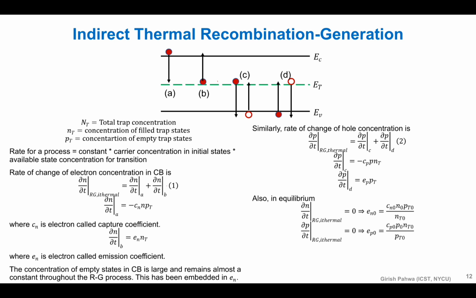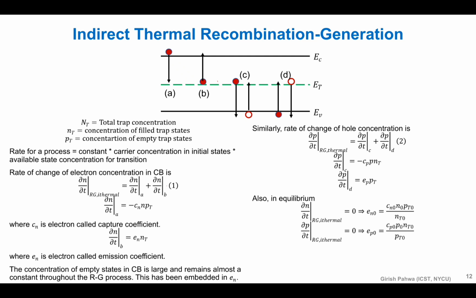Now I will make some assumptions to simplify things. The assumption is that these coefficients Cn, En, Cp, Ep are not changing much throughout this recombination generation process. This is my assumption. So the capture coefficient and emission coefficient are not changing much throughout this recombination generation process.